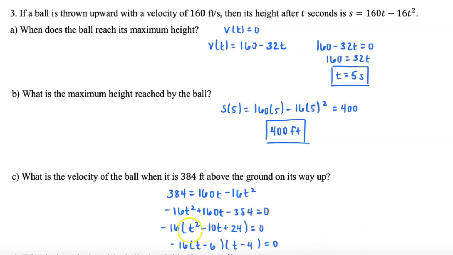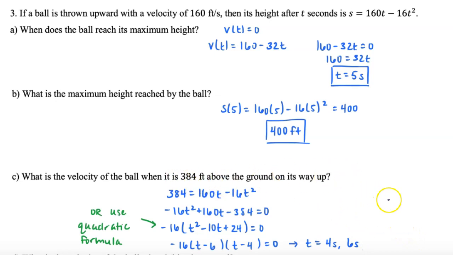Now, this is important. If this cannot be factored, how else do you think I could solve for t? I could also solve for t by using the quadratic formula. But this one I could solve for by factoring. So when I set t minus 6 equal to 0 and t minus 4 equal to 0, I get that t equals, and I'll just put these in order, t equals 4 seconds and 6 seconds.